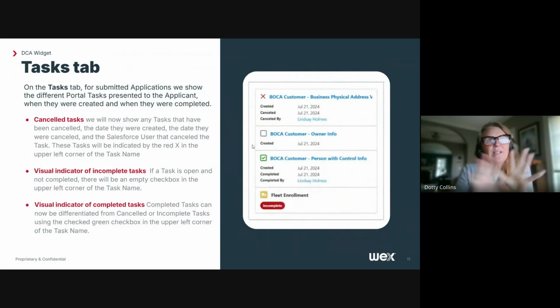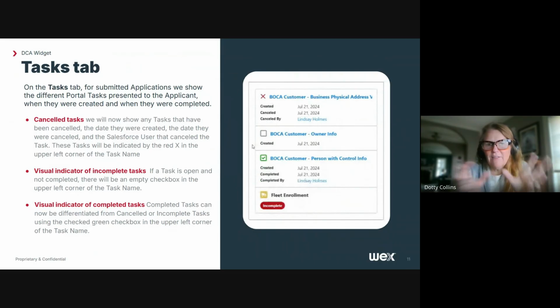And then this last one is the task tab that we had. You can see here, when we collect information, like we were saying, if I didn't get those financials, you can see here what we're waiting on. It'll show you what we're waiting on, when it was requested, and the status of it all.